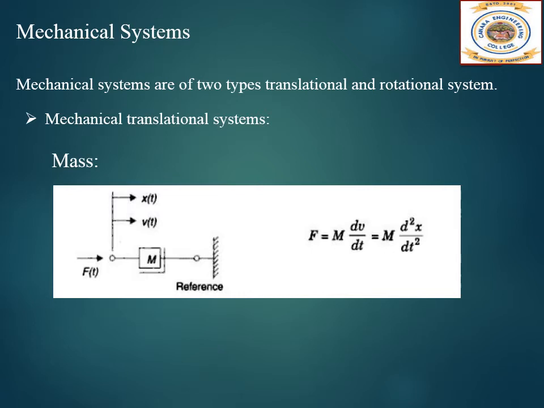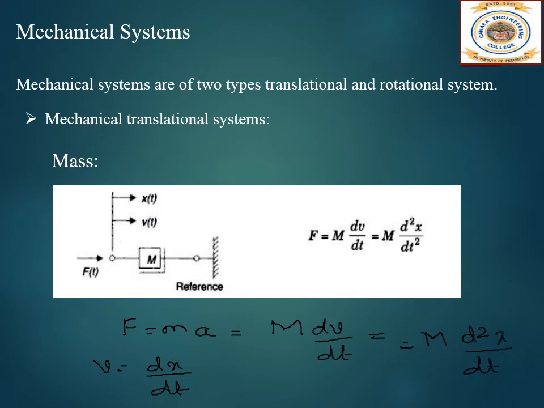Over here you can see the representation of a mass. Here we have the displacement as x of t and the velocity as v of t. We know that force is given by mass into acceleration. Mass is m, and acceleration is the rate of change in the velocity, given by dv by dt. Velocity is the change in the displacement, so velocity is equal to dx by dt. If we substitute, we get m into d square x by dt square. This is the force due to acceleration.